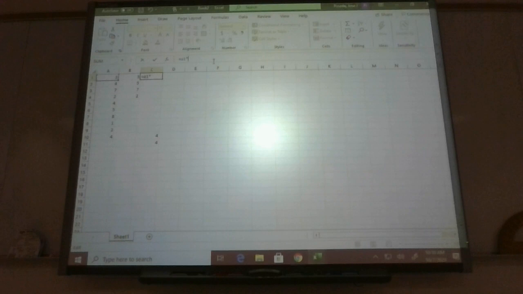And if I write A1 times B1, it basically tells me to multiply this one by that one. And again, the nice thing about Excel is it color codes everything for you, so you know you're doing it right or wrong. When you press enter, it multiplies the two numbers together.